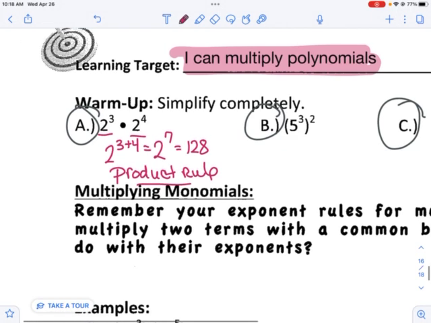If you needed to, we could have also expanded. 2 to the third is 2 times 2 times 2, and then 2 to the fourth is 2 times 2 times 2 times 2, and we have 2 to the 7th power.